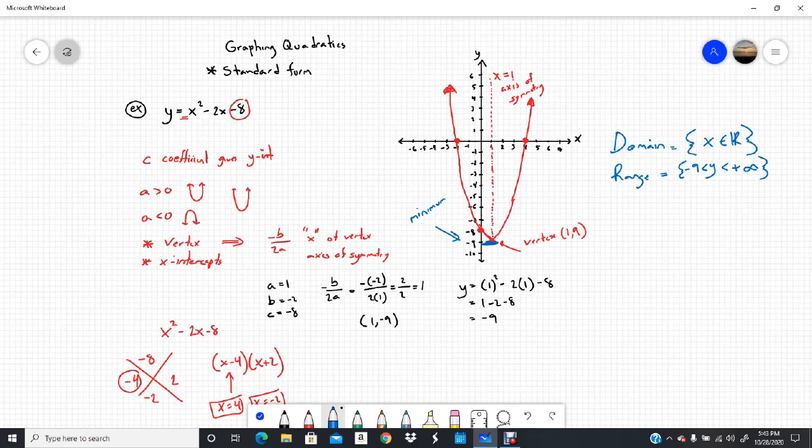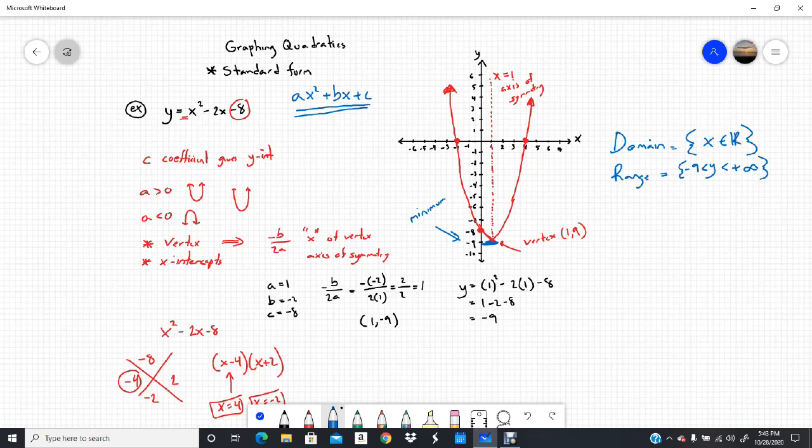So in standard form, we need a couple of points to graph a standard form quadratic. When it is ax squared plus bx plus c in this format, this is called the standard form. The a coefficient of the leading term tells us if it's opening up or down. If it's positive, it's opening up. If it's negative, it's opening down. The c term gives us the y-intercept.